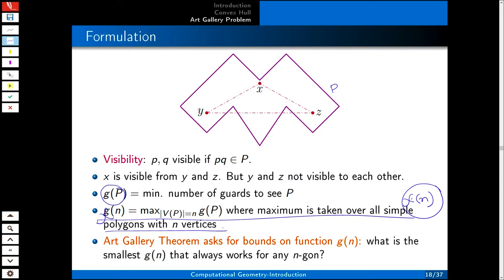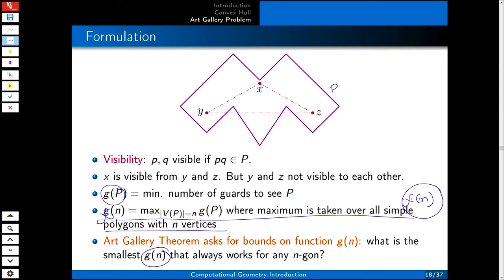Clear? Question. Can we bound f of n? Or say I have used g of n by mistake. So can we bound g of n? What do I mean by bound? Can we say that every polygon with n vertices can be guarded with n guards? Or can we say that every polygon with n vertices can be guarded by n square many guards? Or by n by 5 many guards? Can we give a bound on this number? Is the question clear to you? So we are trying to bound this function g of n.